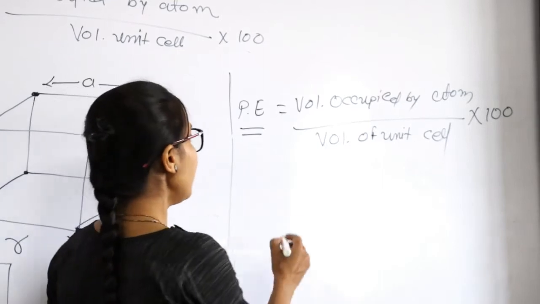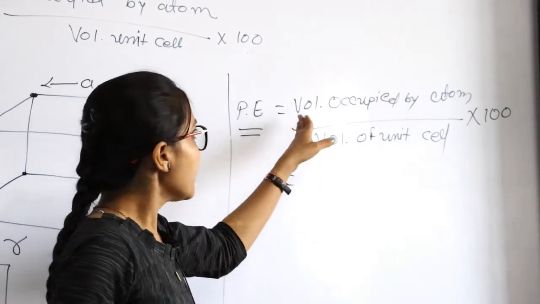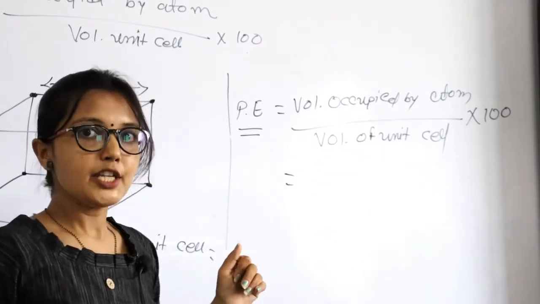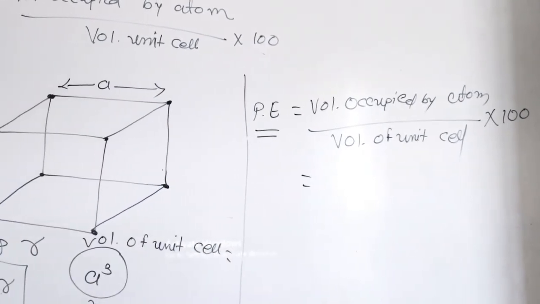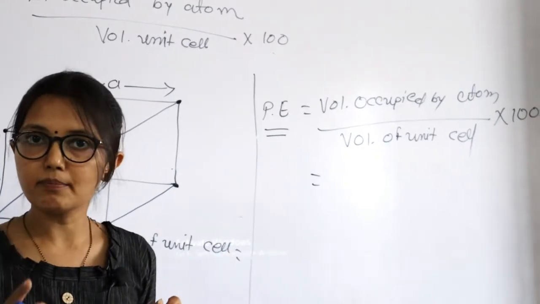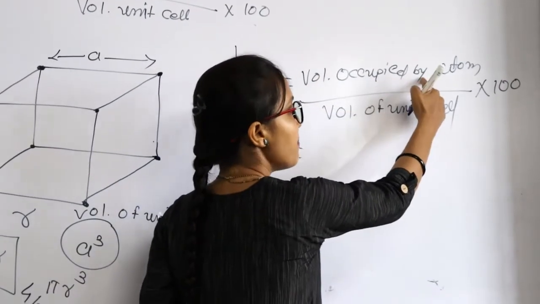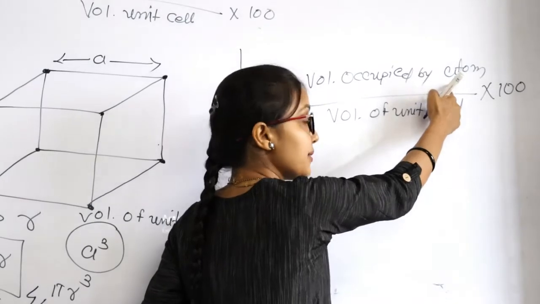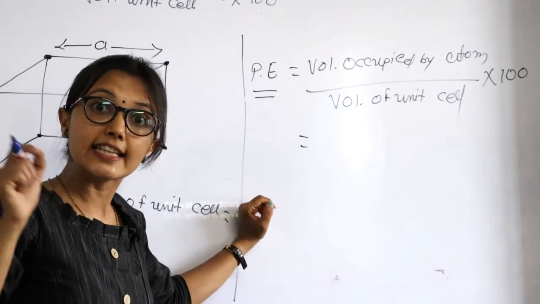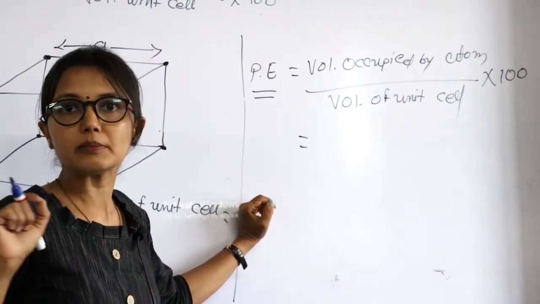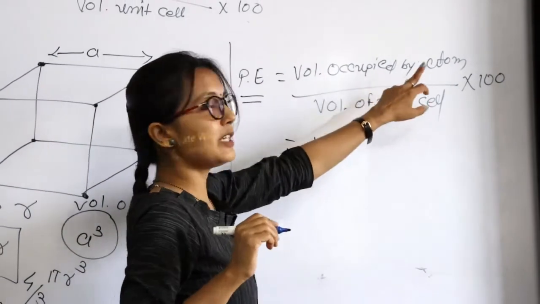Clear? And here I will put all the values. That's why volume occupied by atom, and you know simple cubic has total number of atoms as 1. That's why this one is volume occupied by, you can also write, 1 atom. Why 1 atom? Because this one indicates total number of atoms. We already learned how to calculate the total number of atoms present. That's why here 1 multiplied by volume occupied by atom.